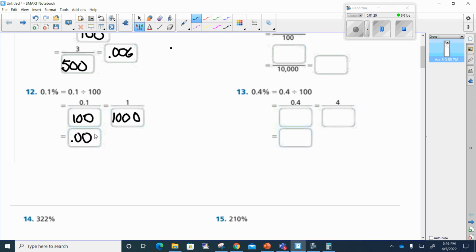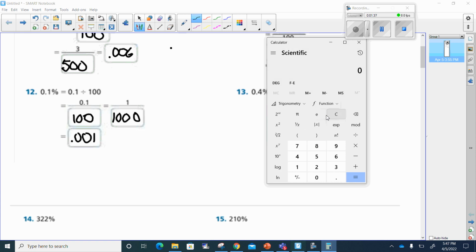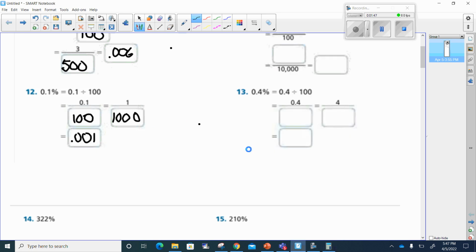I'm going to double check that just to make sure. Let's see, it might even be 0.0001. Let's find out. 1 divided by 1,000. Look at that, 0.001. Got it right. Okay, let's move on to number 14.